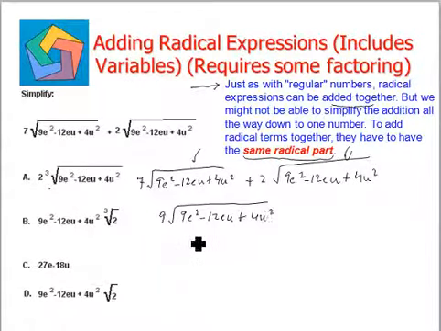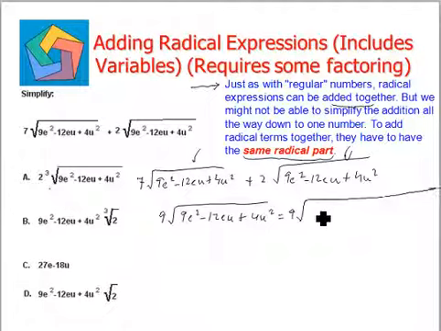Now we can factorize the expression inside the radical. We'll use the method of splitting the middle term. So this can be written as 9 square root of 9e squared. Factors of 36 can be written as negative 6eu minus 6eu, so we have negative 6eu plus 4u squared.